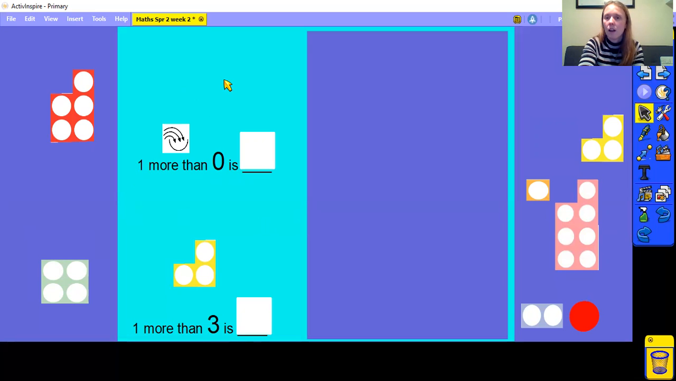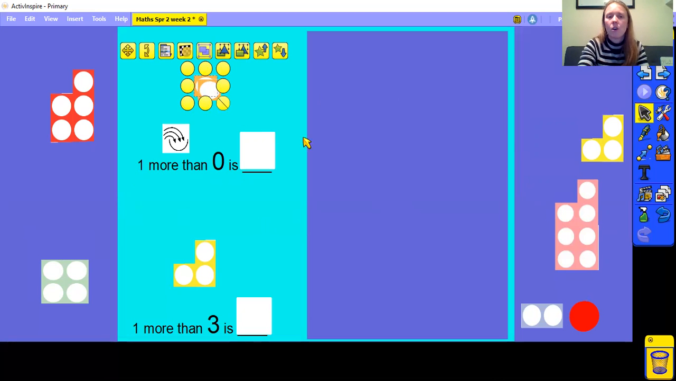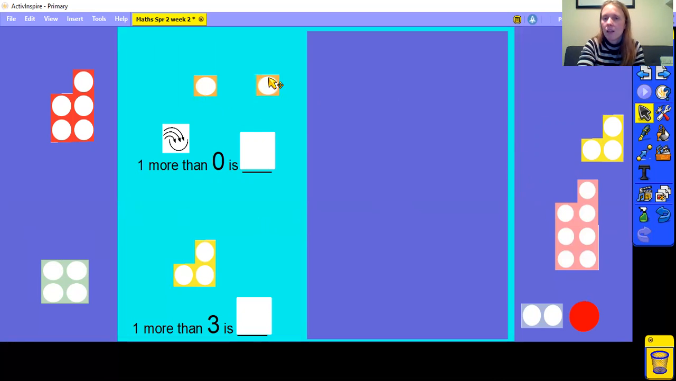So here is a 0. Nothing there. Then I'm going to add 1 more. How many do I have all together? That's right. I have 1. That tells me that 1 more than 0 is 1. Well done if you got that right.